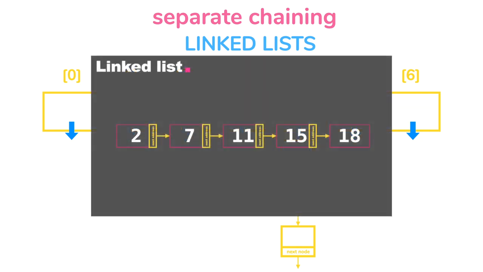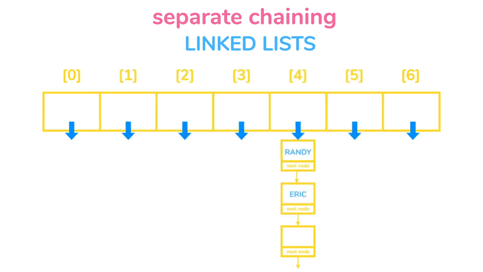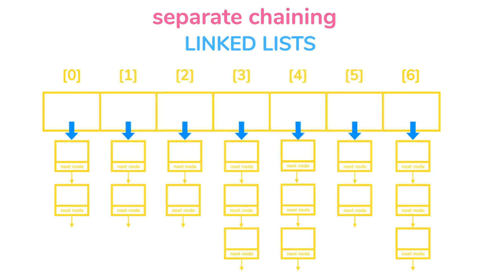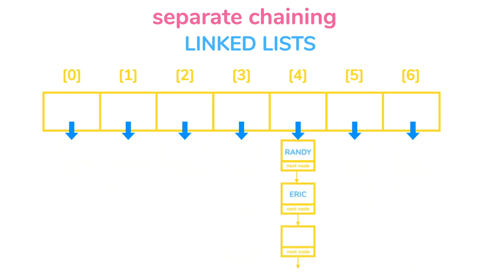If you don't know what linked lists are, there's a video explaining that, so I'll put a link in this video. Linked lists are able to grow and shrink dynamically, so we don't have many limitations toward the size of the data we want to store, and using the combination of an array and a linked list makes separate chaining a very fast and effective method for hash tables.